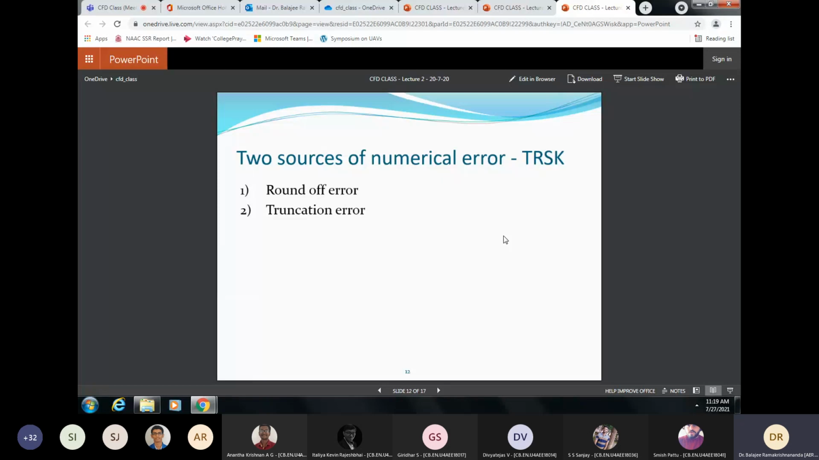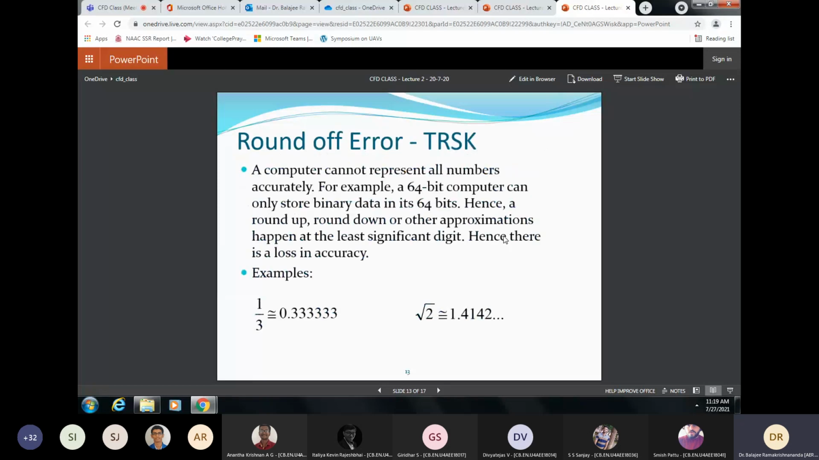Round off error depends on the computer you use, the hardware you use. A computer cannot represent all numbers accurately. For example, a 64-bit computer can only store binary data in 64 bits. Hence, a round up, round down, or other approximation happens at the least significant digit. 64-bit doesn't mean 64 digits. The number of bits is much smaller than that accuracy. So there's a loss in accuracy.